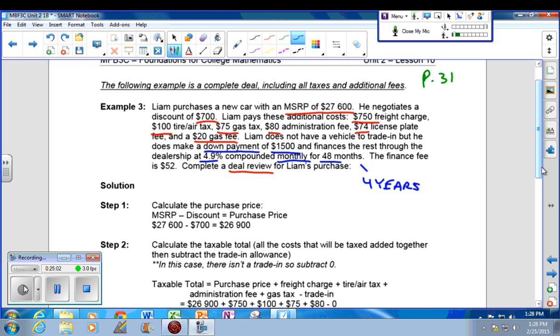Okay. Now the finance fee is $52. So there's kind of the downside of doing it through the dealership. You may get a better interest rate, but they're going to charge you money just to consider your application. So something to do there is maybe to check with your bank first. If you have a good relationship with your bank, maybe check with them because they probably won't charge you anything to tell you how much they could lend you and what the interest rate would be.